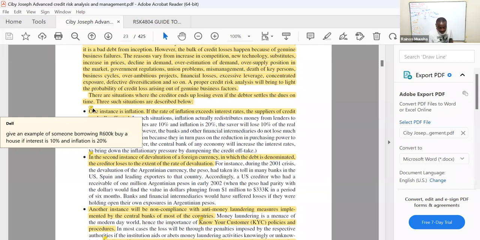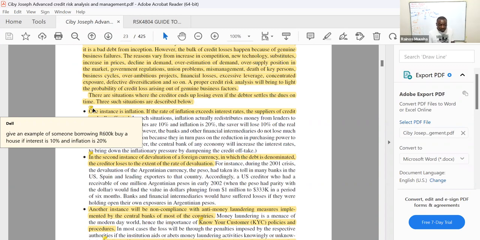So here's an example of someone borrowing 600,000 to buy a house. If interest is 10% and inflation is 20%, what does that mean? The supplier of the credit is going to get interest income of 60,000.